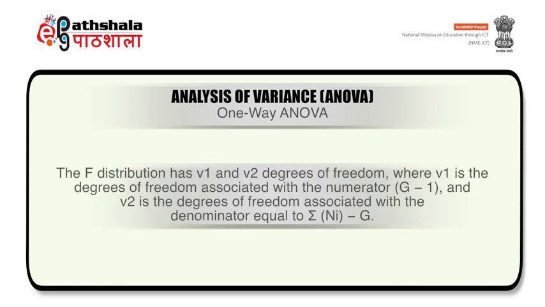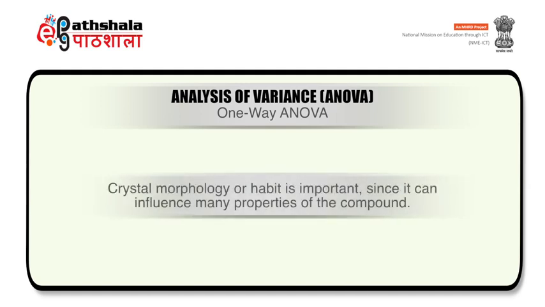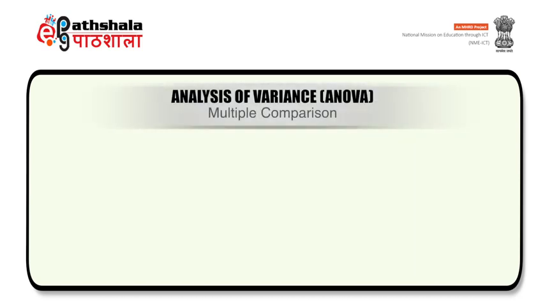The F distribution has V1 and V2 degrees of freedom, where V1 is the degrees of freedom associated with the numerator, equal to G minus 1, and V2 is the degrees of freedom associated with the denominator, equal to the summation of n minus G. For two groups, analysis of variance results in exactly the same probability level as the two-sample t-test. Next, we will see how multiple comparison helps us.